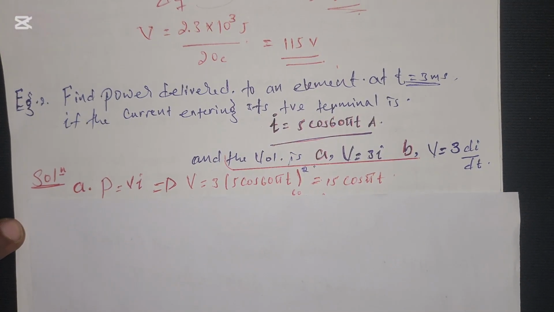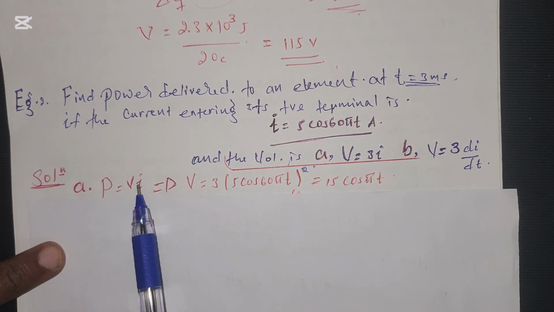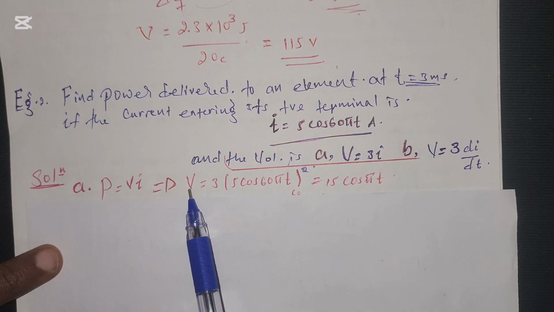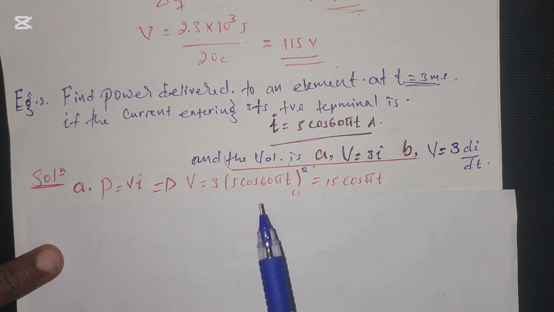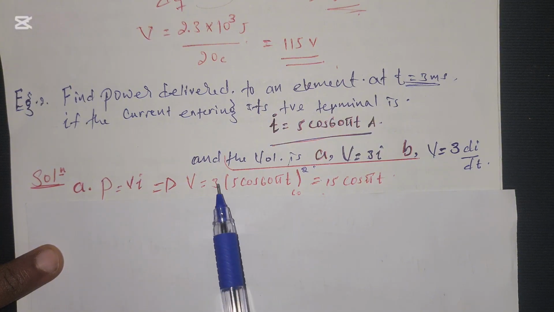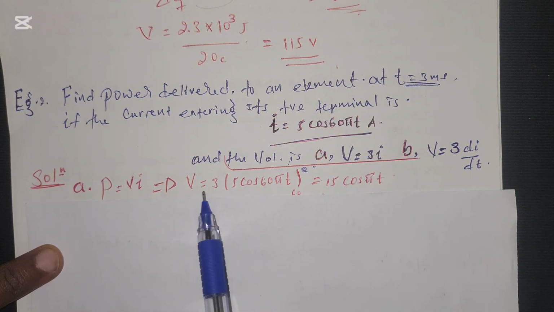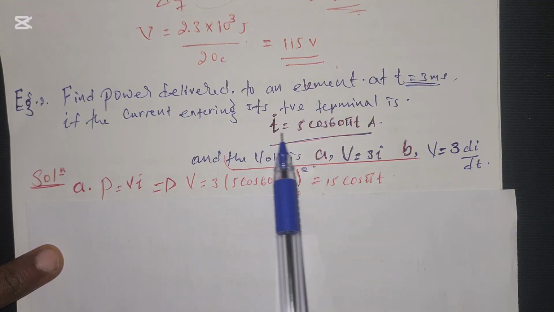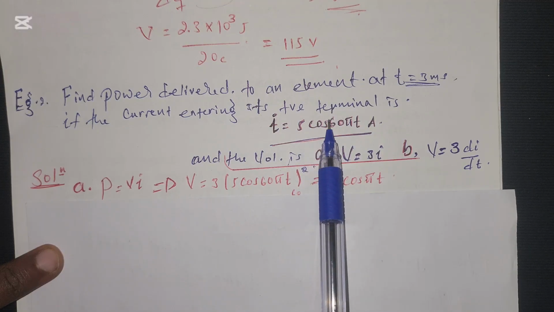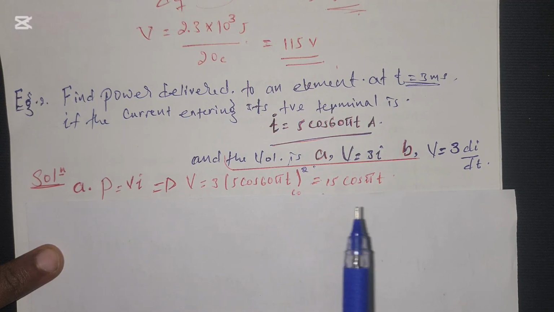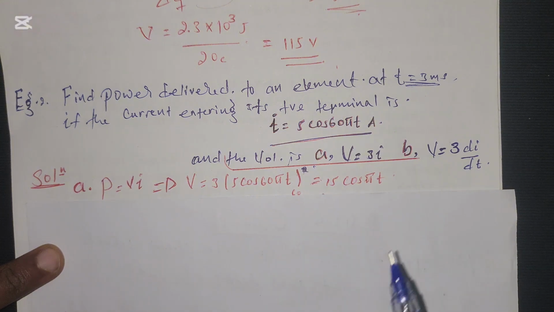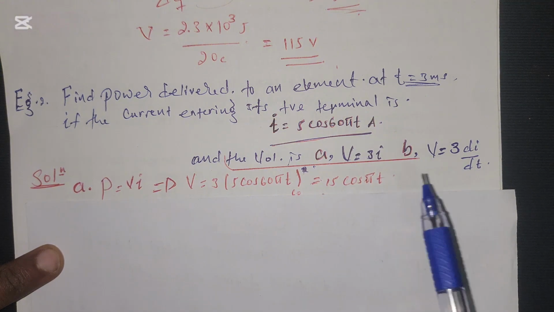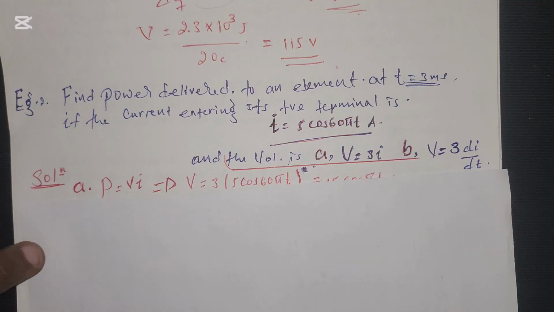Okay, so P is equal to VI. We are given V is equal to 3 times I. First, let's calculate the amount of V. V is equal to 3 times I. From the given, we know that the current is 5 cos 60 pi t, which is equal to 15 cos 60 pi t. V is given by 15 cos 60 pi t.